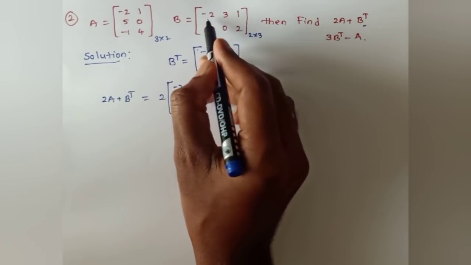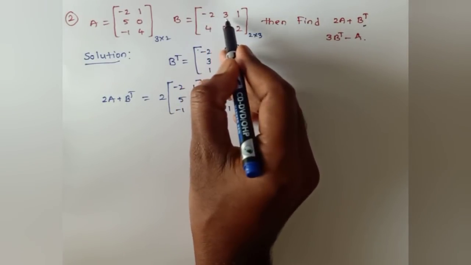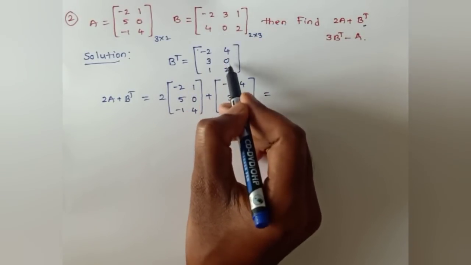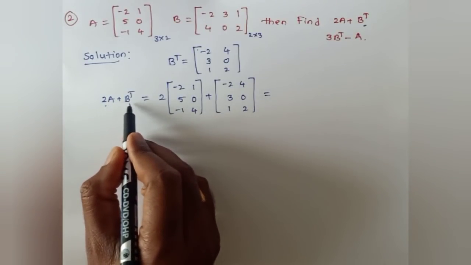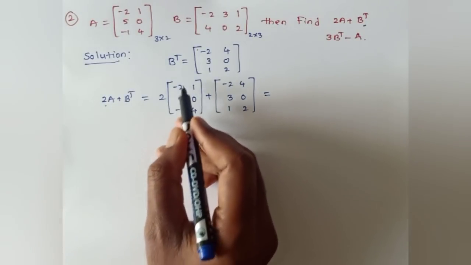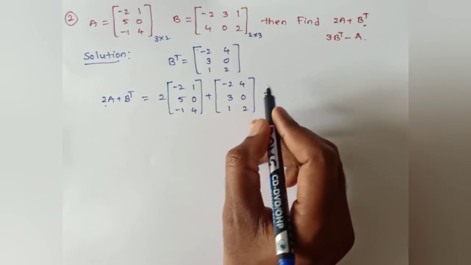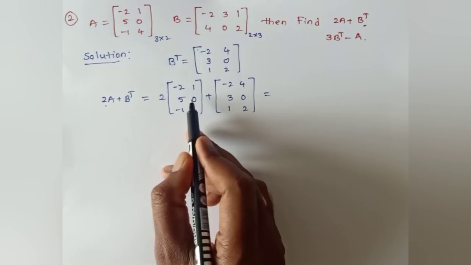B transpose means by interchanging these rows as columns. So minus 2, 3, 1 as minus 2, 3, 1. And this row is 4, 0, 2. Now apply 2 into (A plus B transpose). That is, 2 into the matrix A plus B transpose. Now here, 2 into a matrix is nothing but a scalar multiplication.